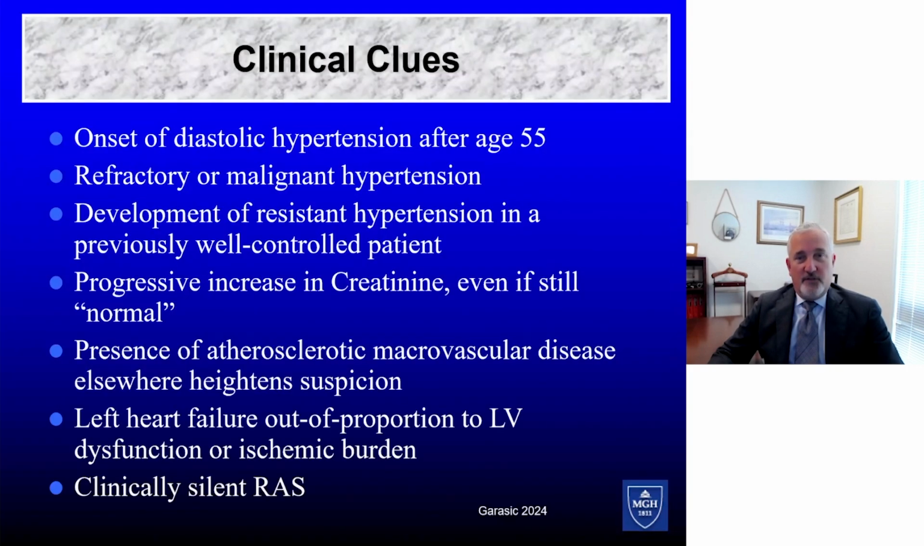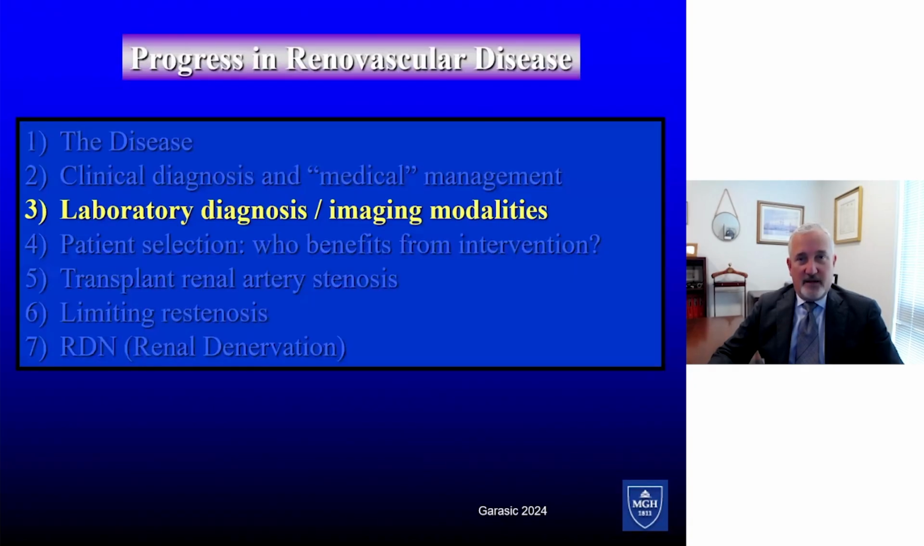Making the diagnosis is primarily about recognizing the clinical clues that are described here. I would highlight the importance of noting atheromatous disease elsewhere in the body that should raise your level of suspicion for renovascular disease. This idea of diastolic dysfunction or LV failure out of proportion to LV dysfunction can be a presentation of renovascular disease. So being suspicious is really what it's about in making this diagnosis.